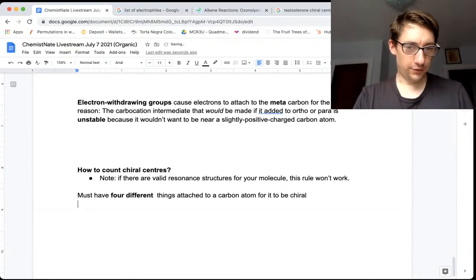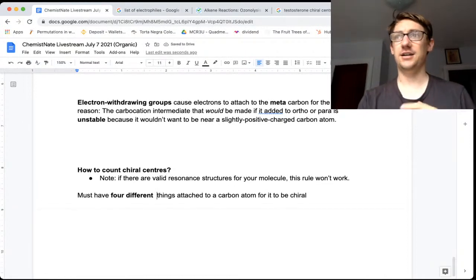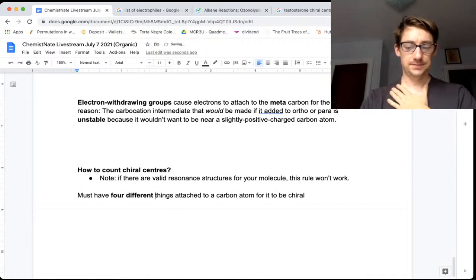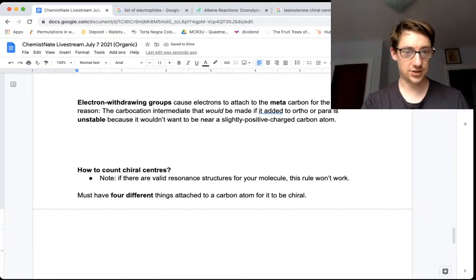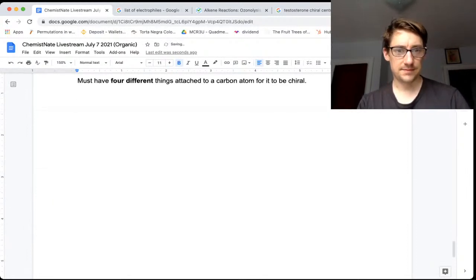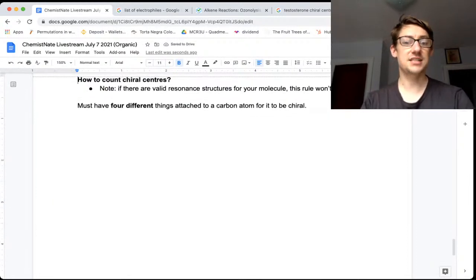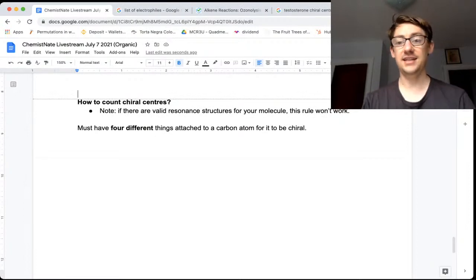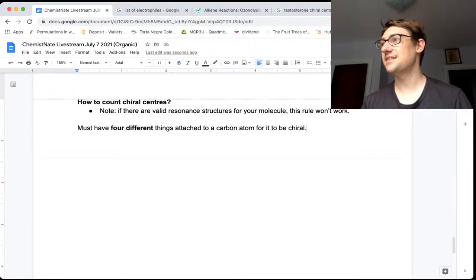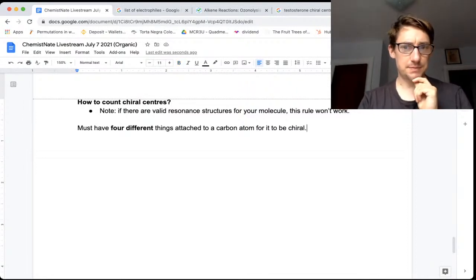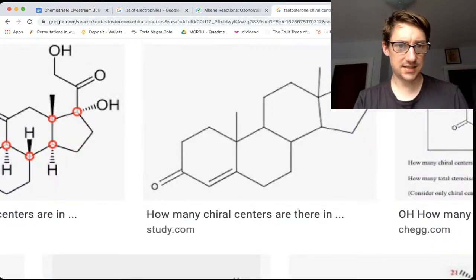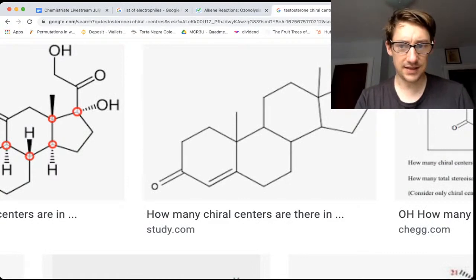So when I'm looking for how many chiral centers there are in a molecule, I'm going through all of the different carbon atoms and seeing if I have 4 different things attached to it. It has to be a full 4. Any duplicate things make it not chiral. I think it's probably better if I just steal this.